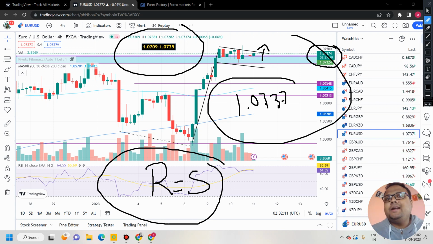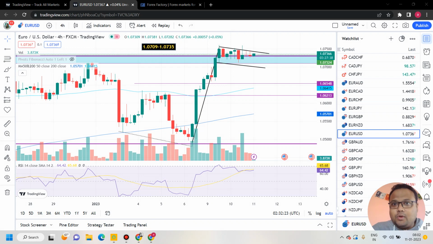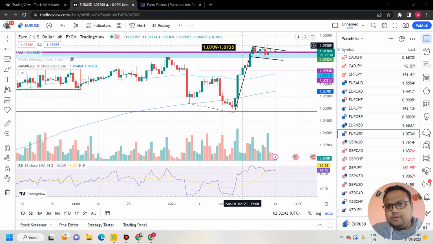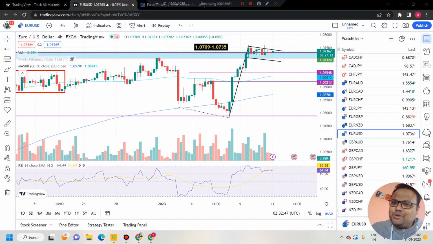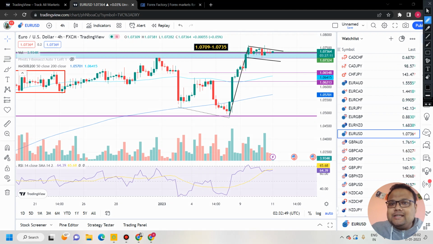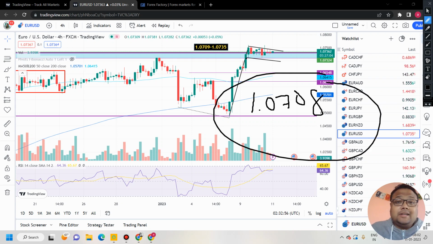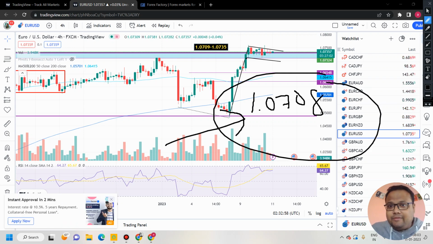Keep in mind, when there is less volatility, the market cannot go for a real breakout. It will be a false breakout, and the only way to save yourself from a false breakout is to wait and watch, or buy at a retracement. I think the possibility of the market going down is higher. So in case the market drops, you can consider taking a sell position below 1.0708 as well.